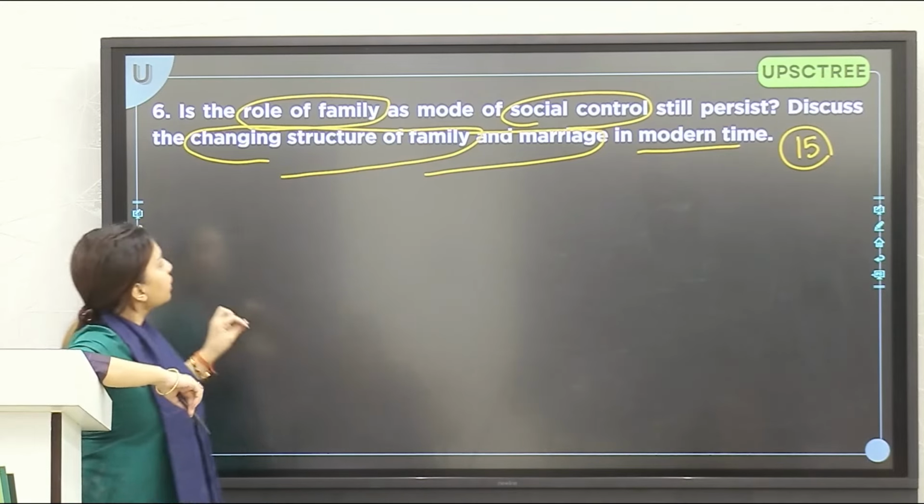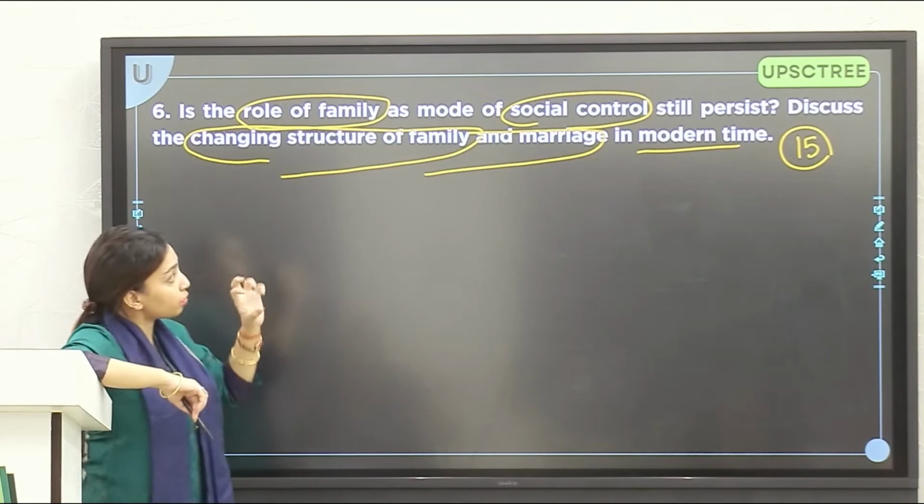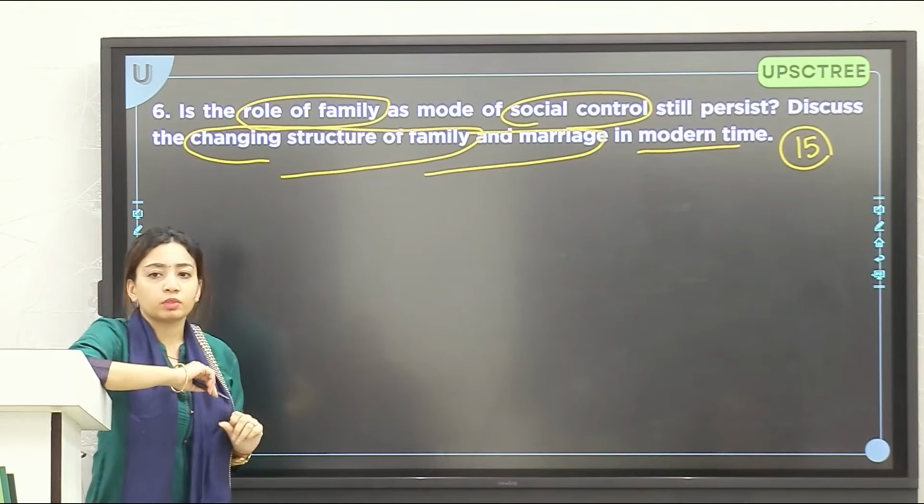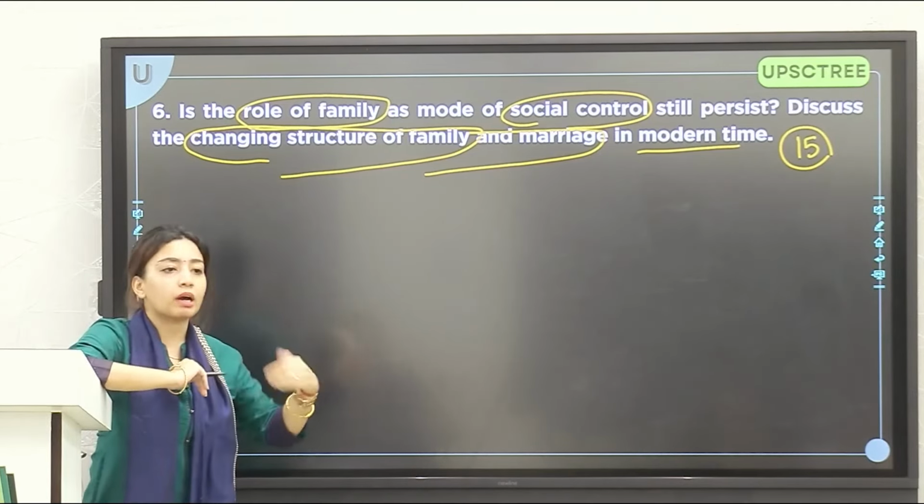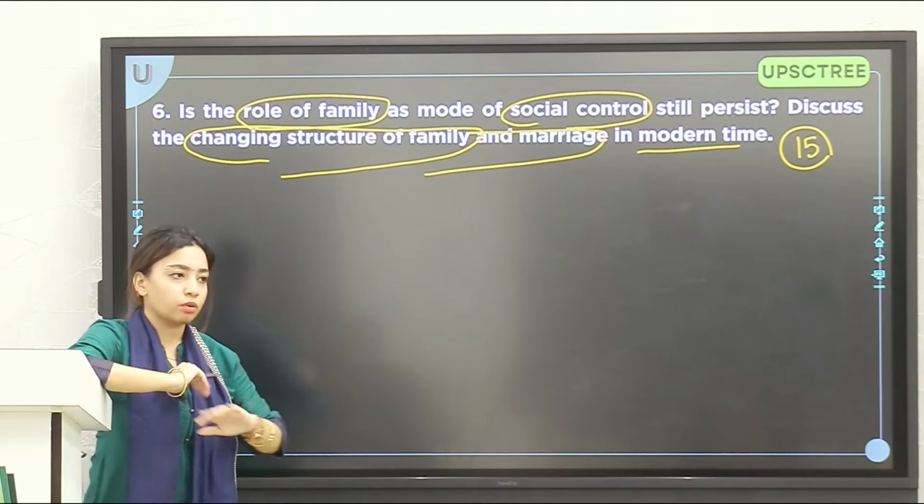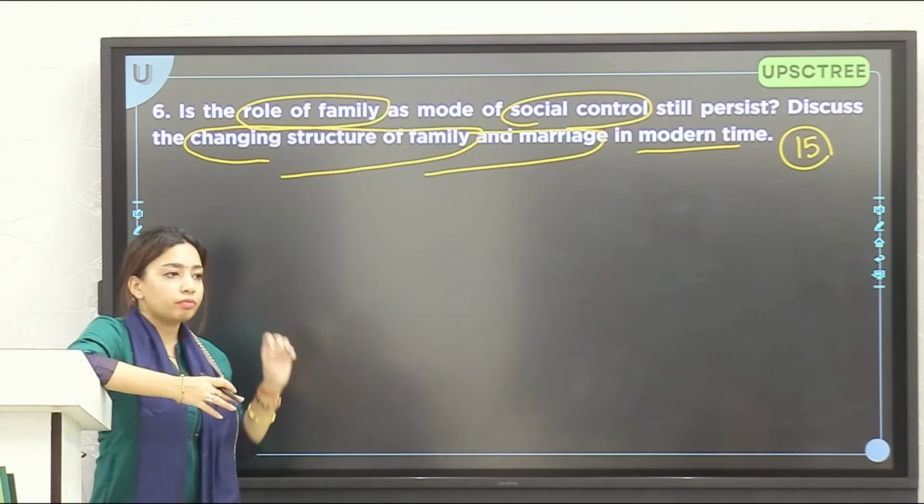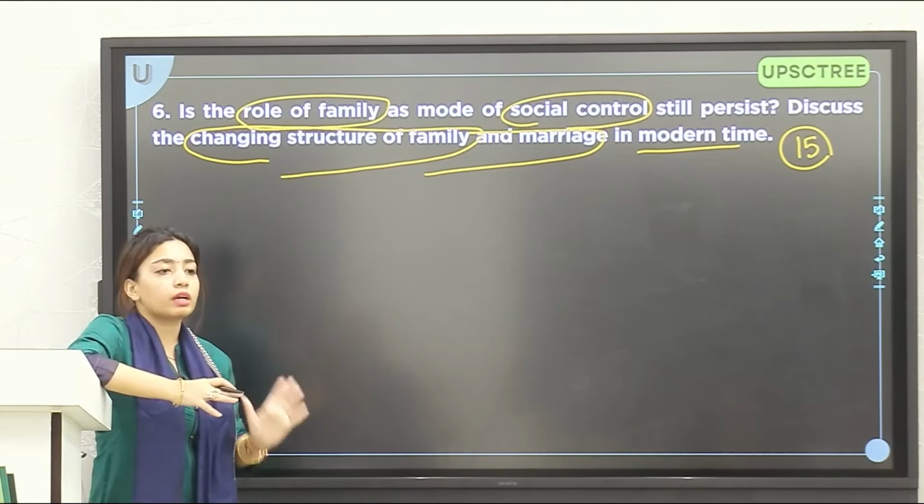Alright, so tell me the role of family as social control. So where have we studied about social control in part 1? We'll be covering family and marriages. We haven't come so far, but tell me for now, where have we read about social control?